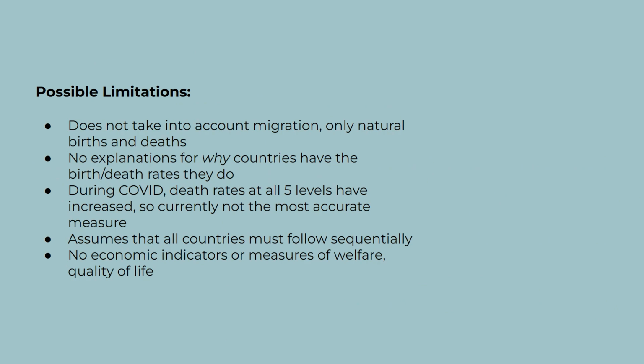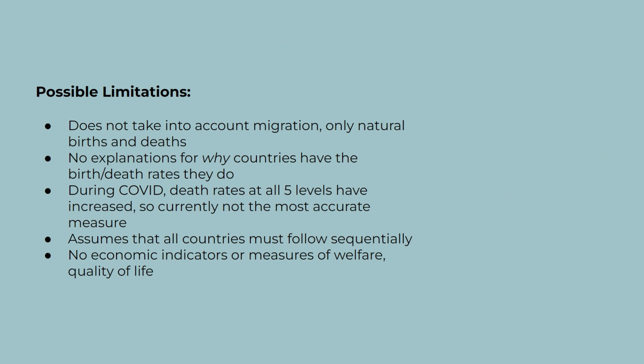So the DTM does not take into account migration. It's only natural births and deaths. So the population growth rate isn't actually taken into account. It's just the rate of natural increase. So countries with higher rates of immigration aren't necessarily classified as stage 4 countries. They might be classified as stage 5 countries because it's just an RNI model.